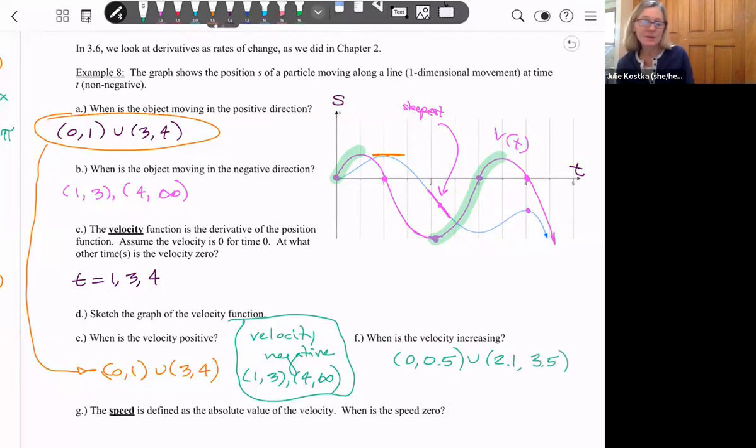Okay, so I had to graph the velocity function in order to see that. Later in the semester, we're going to learn a different way that we could have seen that just from the original position function.